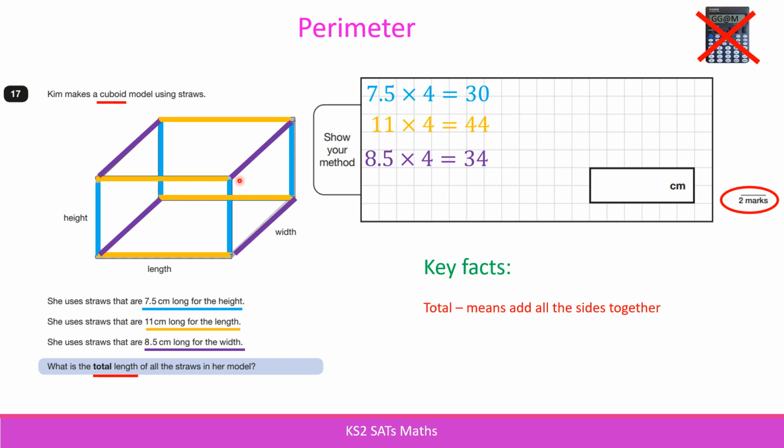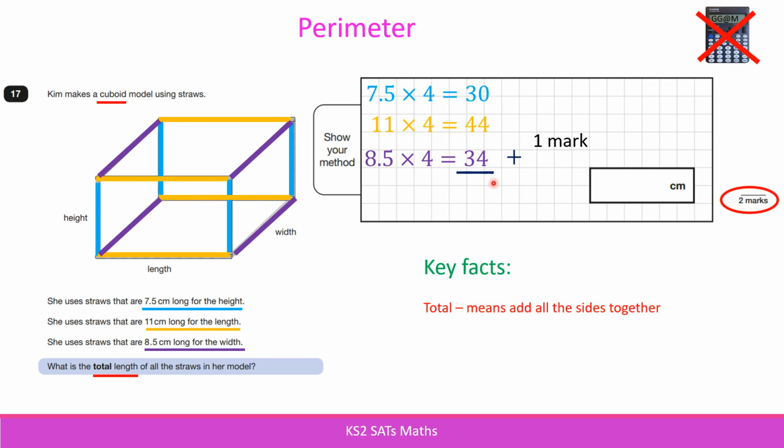From here, I have got all the different lengths. So I've got the blue ones, I've got the yellow ones, and I've got the purple ones. So I need to find the total, which means add all these values together. So if you use this method, this will give you 1 mark.